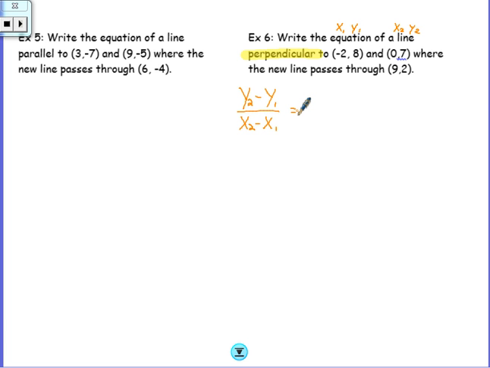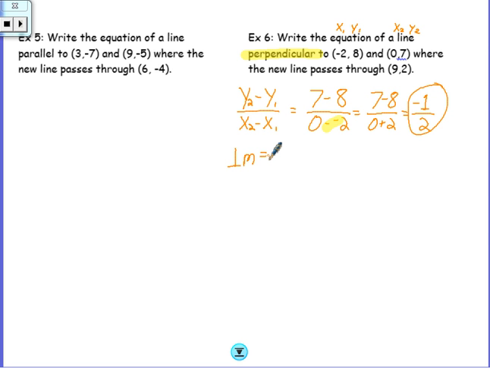So that means we've got y2, which is 7, minus y1, which is 8, over x2, which is 0, minus x1, which is -2. We know when we have two negatives that becomes positive. And 7 minus 8 gives us -1, and 0 plus 2 is 2. So we have a slope of -1/2. Here we're looking for perpendicular, so we need to know our perpendicular slope. If the slope we found was negative, our new slope has to be positive, and we flip our numbers so it will be 2 over 1, or we can use just 2. So I have my point and my new slope of 2, and I can plug that into the point slope formula.